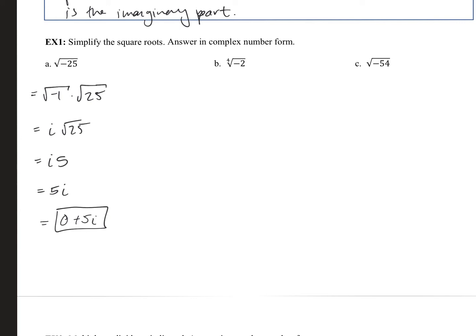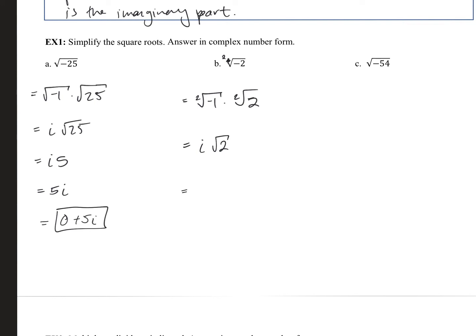We have the fourth root of -2. That's a typo. That should be just a 2. We don't have it defined for the fourth root. So that would be the square root of -1 times the square root of positive 2. The square root of -1 we know is i, and then the square root of 2, we don't actually know what the square root of 2 is. So write square root of 2.